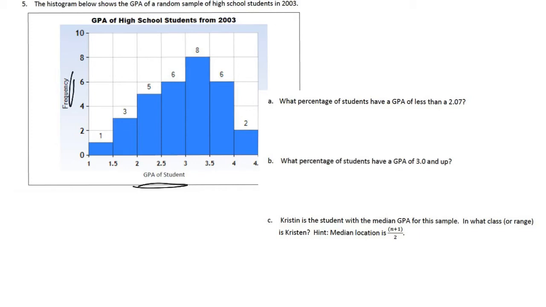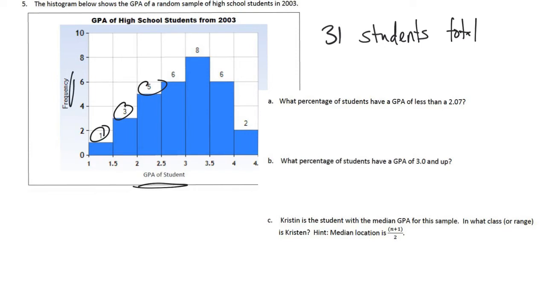So first we want to figure out what percentage of students have a GPA of less than a 2.0. One thing we need to know is how many students we have total. If we add up all of the tops of the bars, this first bar goes to 1, then 3, 5, 6, 7, 8, add up all of those, and we see that we have 31 students total.